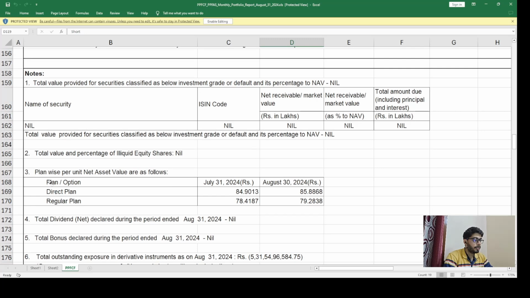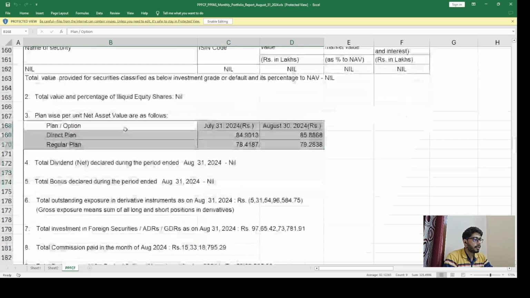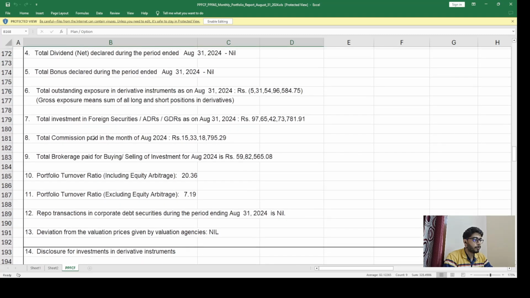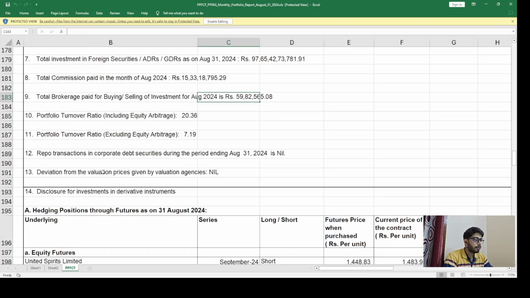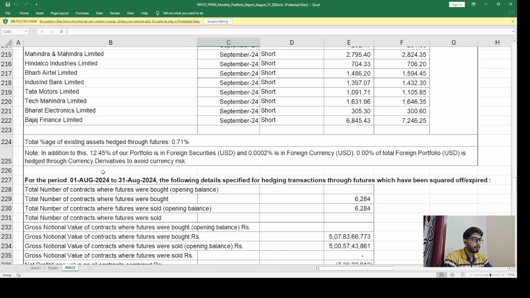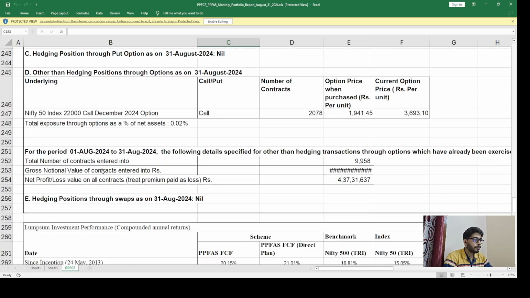This report will also have things like what the NAV was last month compared to this month for direct plan, regular plans, and other things like if any dividend is given and any bonus declared, etc. What were the brokerages paid for buying and selling during August? Everything has to be disclosed here. So if you read this properly, you will get to know a lot of information.